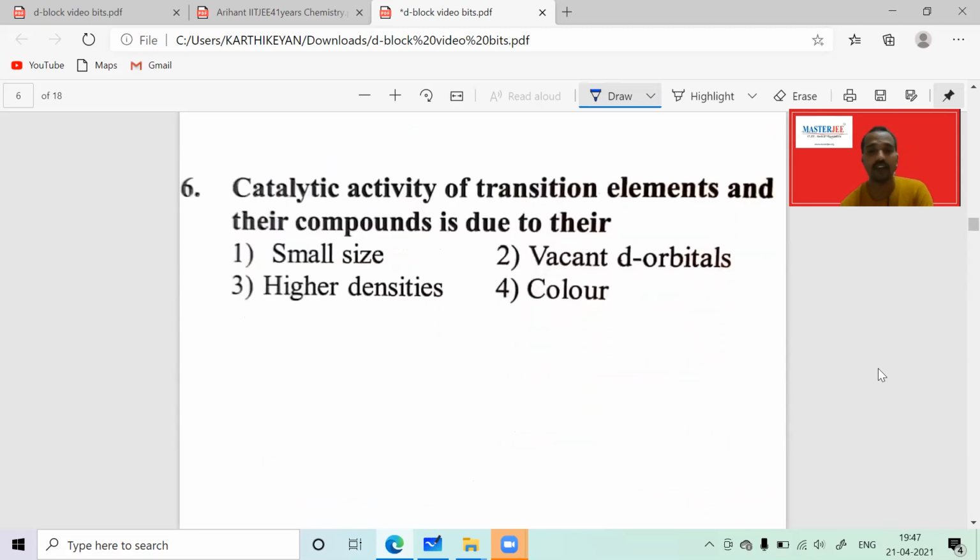Next. Catalytic activity of transition elements and their compounds is due to what? Because of what reason are these transition elements exhibiting catalytic activity? Because of having vacant d orbitals. Due to the presence of vacant d orbitals only, they are showing catalytic activities.